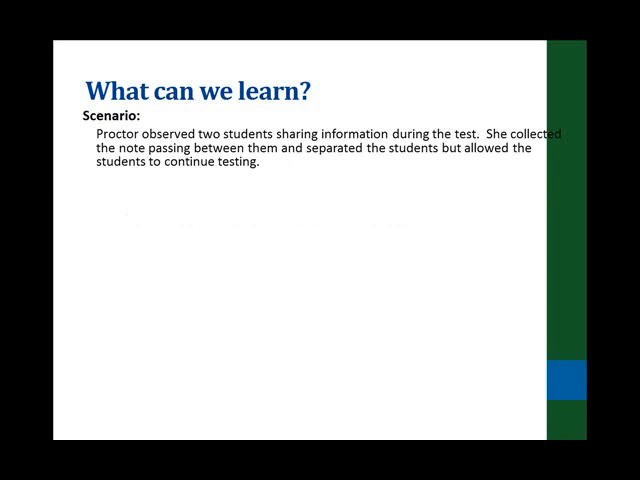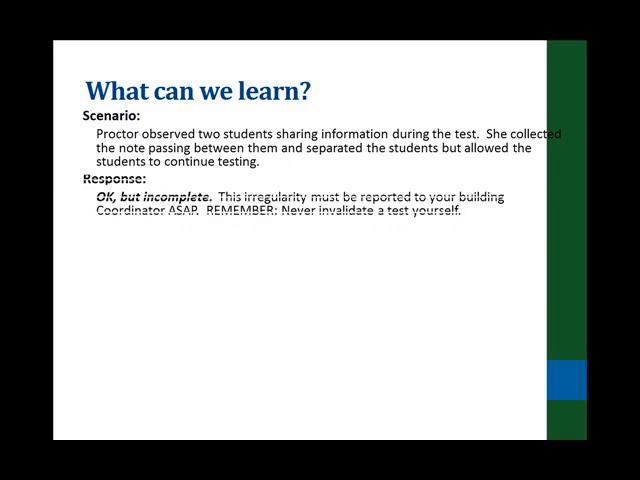Next scenario: a proctor observed two students sharing information during the test. She collected the note passing between them and separated the students but allowed the students to continue testing. The response is okay but incomplete. This irregularity must be reported to your building coordinator ASAP. Remember not to invalidate a test yourself.